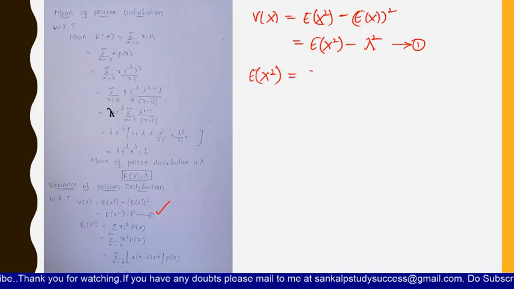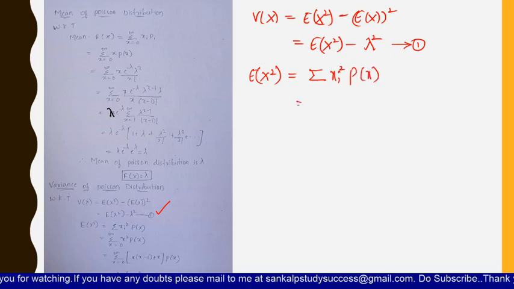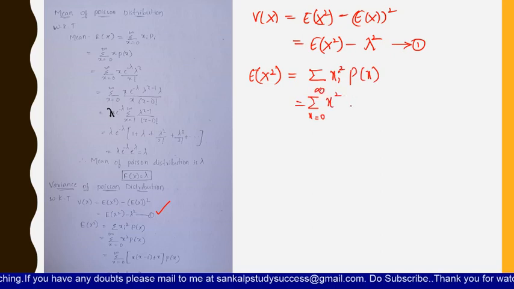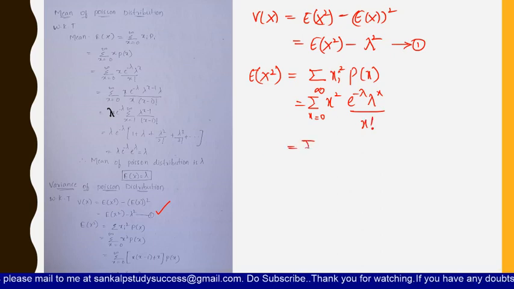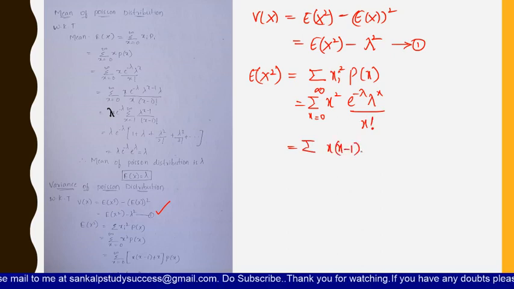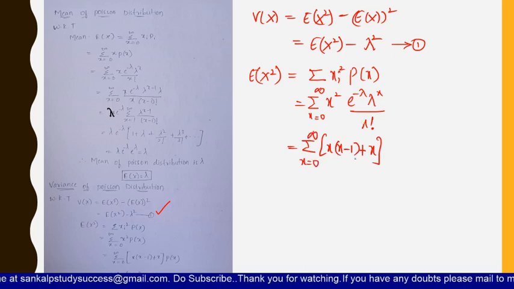That means E of x square is equal to the summation of xi square and p of x, where the summation is over x equals 0 to infinity of x square. What is p of x, which is nothing but e power minus lambda into lambda power x by x factorial, correct? This is p of x. But we are also writing x square as x into x minus 1 plus x, which is also equal to x square, right? Because if you multiply out x square minus x plus x, the minus x and plus x get cancelled, and you will again get the same thing.